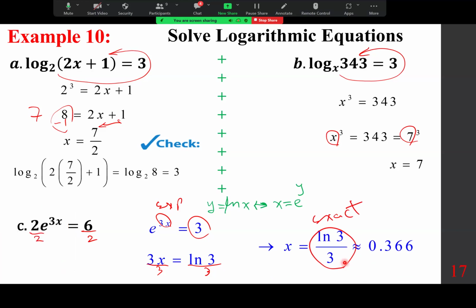You must always have the exact answer. And then if you use a calculator, however many decimals they ask you. And for example, if you want 3 decimals, you have to go to the 4th one to make a decision, okay? That's how the rounding works.